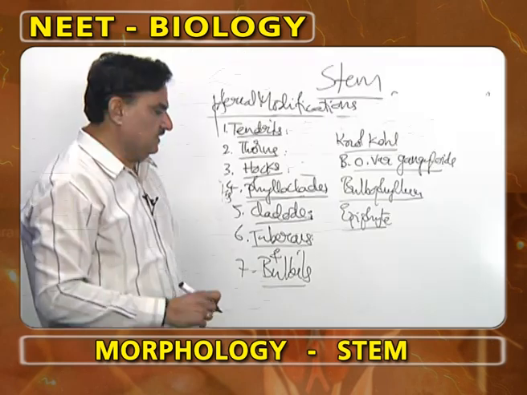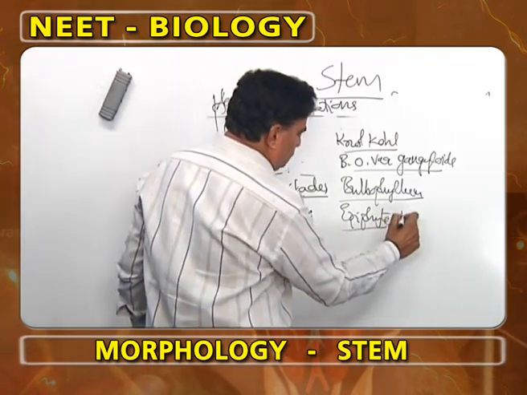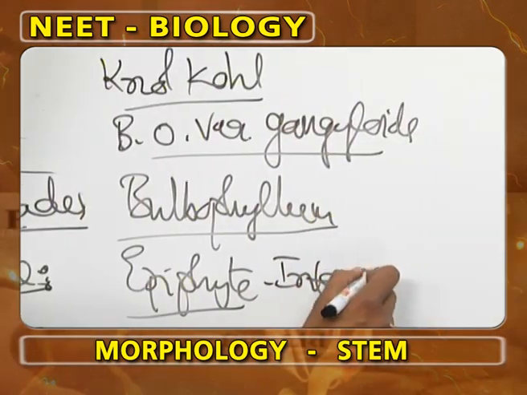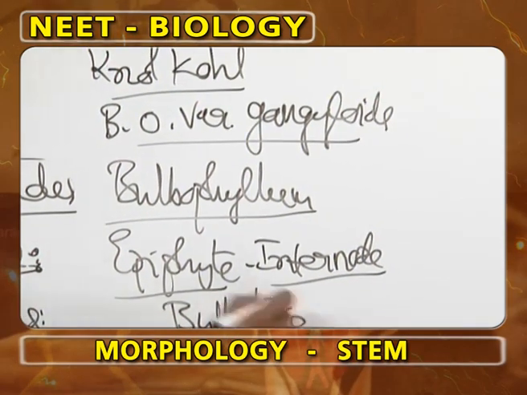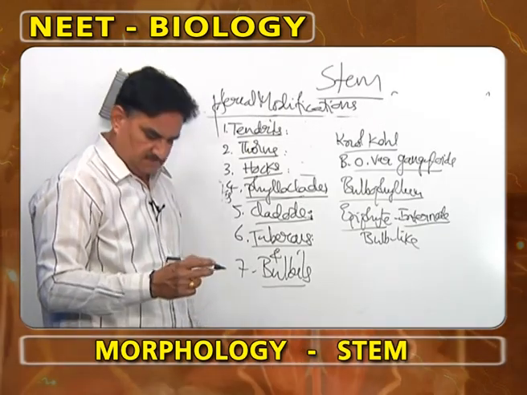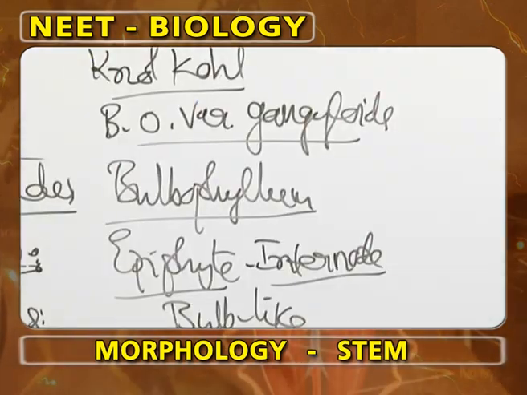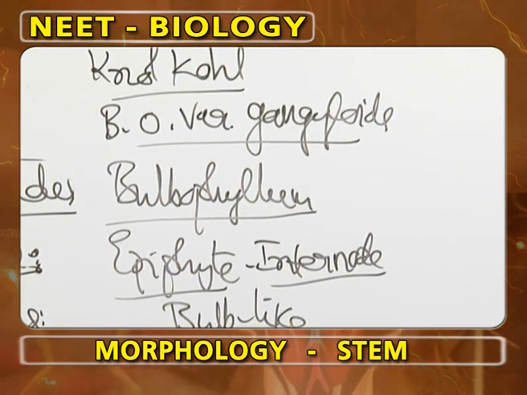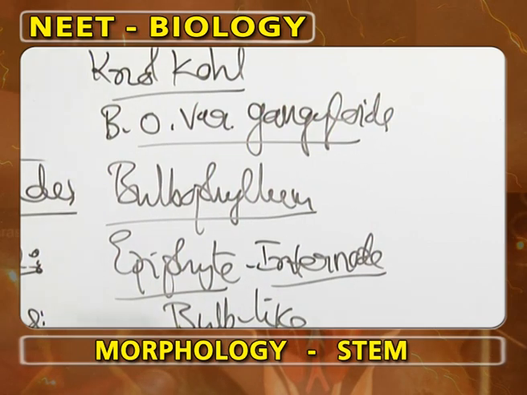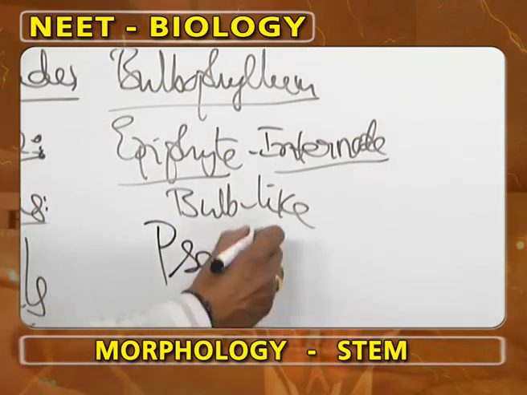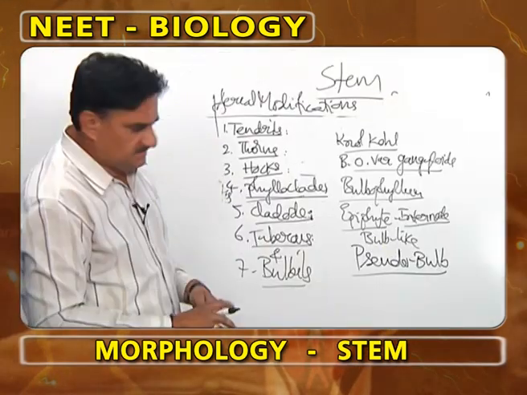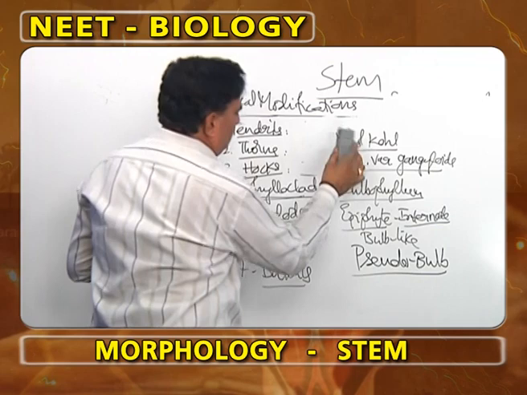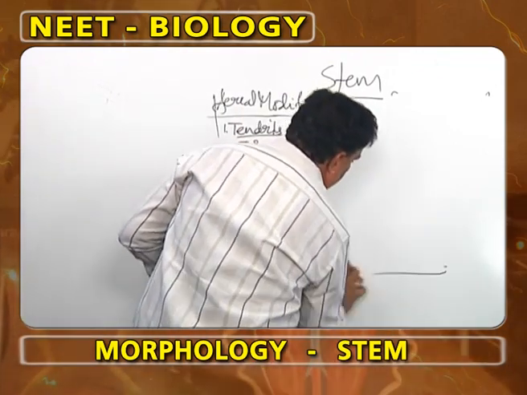This epiphyte's internode stores food material and appears as a bulb-like structure. It is not a real bulb, it only looks like a bulb, so it is called a pseudobulb. So, knol-khol and Bulbophyllum show tuberous stem.